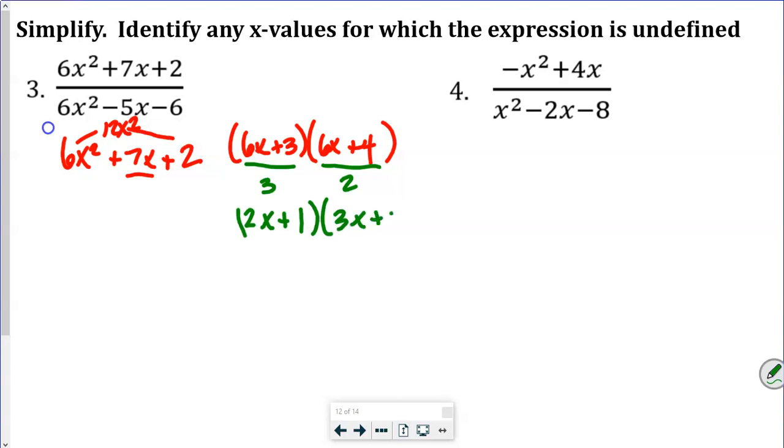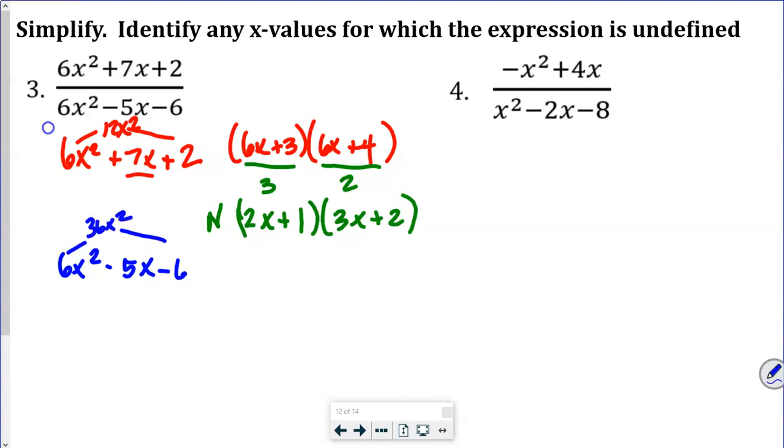3x plus 2. So those are our factors for our numerator. And I'm going to put an n out here just to help myself remember. Now we're going to do the denominator. So now we're going to do our 6x squared minus 5x minus 6. And once again, I'm going to multiply these together. So this is going to be 36x squared.